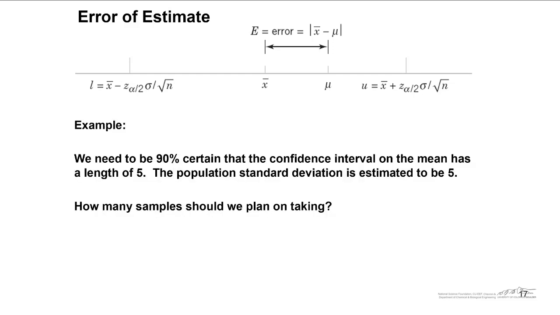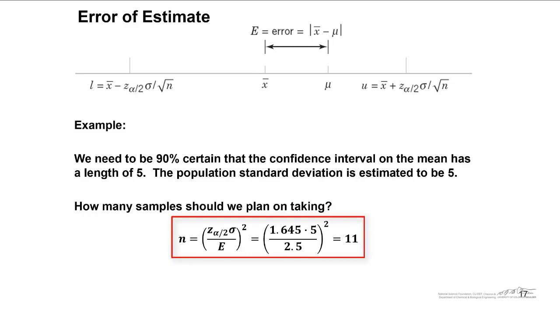As an example, we need to be 90% certain that the confidence interval on the mean has a length of 5. So maybe that 5 is important. We estimate the population standard deviation to be 5. How many samples do we need to take? E is going to be 2.5. That's our total interval divided by 2, because E is only on one side of our x bar.